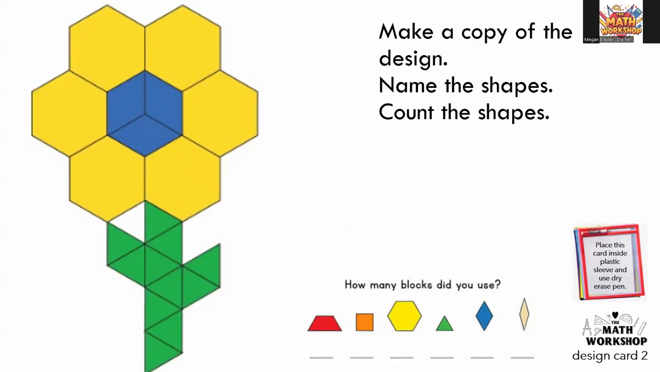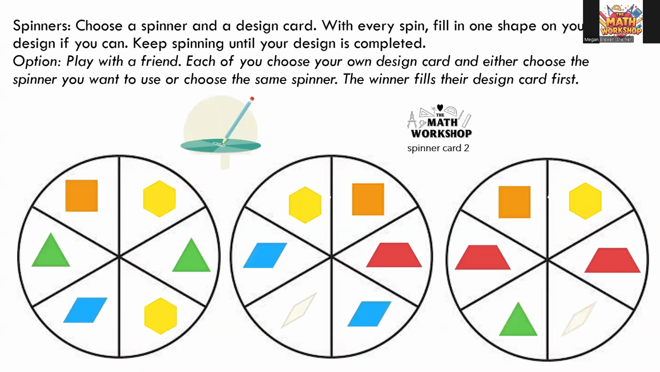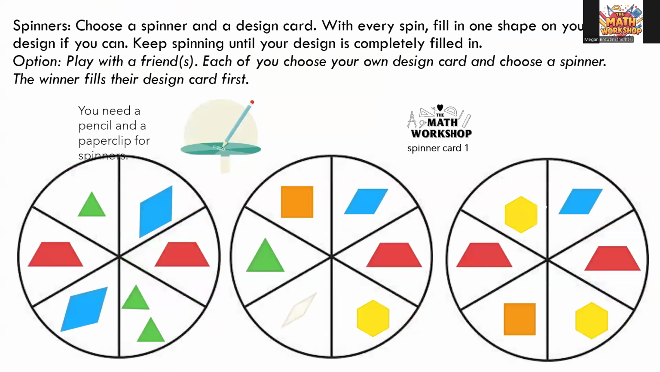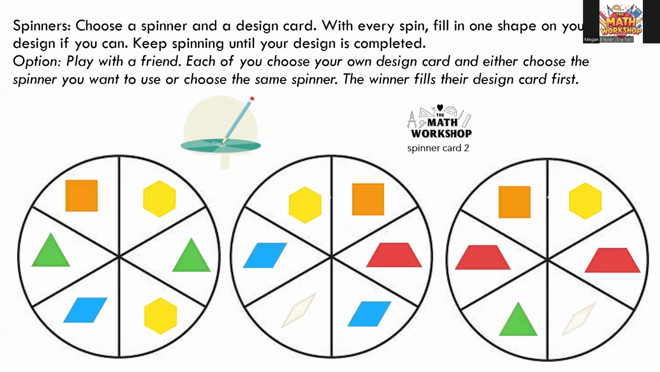So the idea is if you're using this as a game, you let the student choose the spinner card they want to use, and they spin and try to fill in their design card. Now, just between you and me, if this is a design card you chose, of course, you want to make sure you have a spinner that has hexagons, parallelogram, and triangle. But again, don't tell your student or your children that. Let them discover that through the use of play. So a little bit of probability in there.